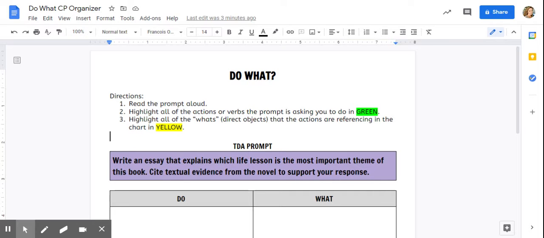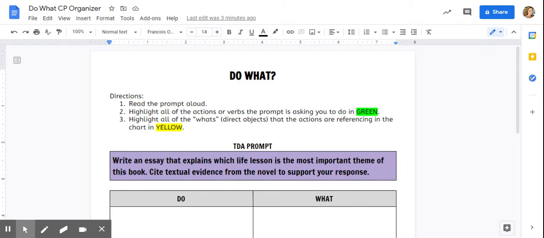So the first thing we're going to do is read the directions. So read along with me. Number 1, read the prompt aloud. Now, you're not going to read it loud so everyone in the room can hear you, but quietly to yourself, I want you to read the prompt aloud. And I'm going to do that right now. You read with me. We're in the purple box. That's where the prompt is.